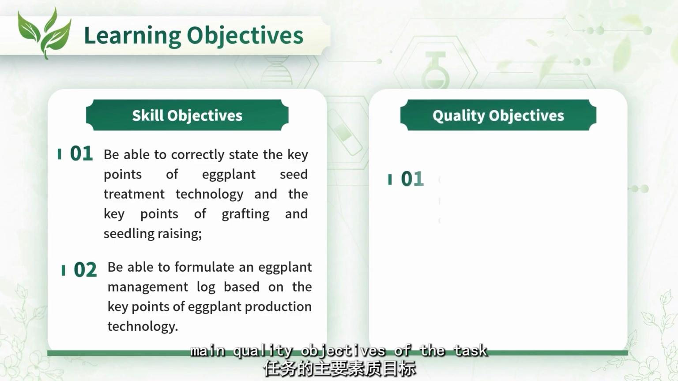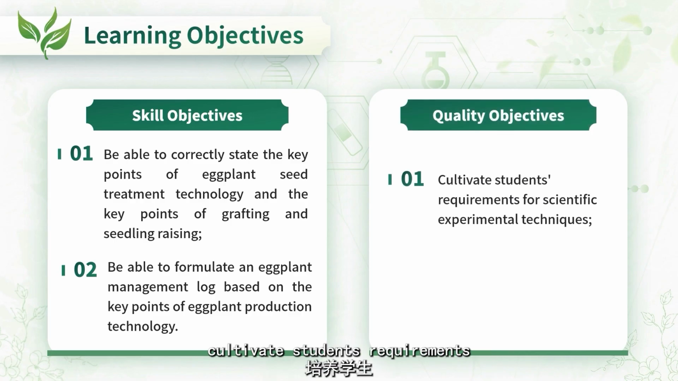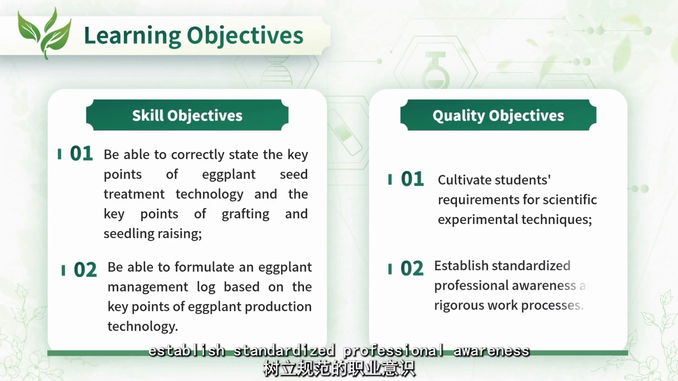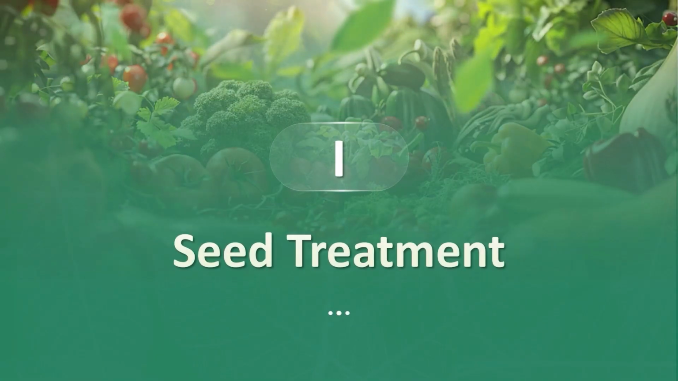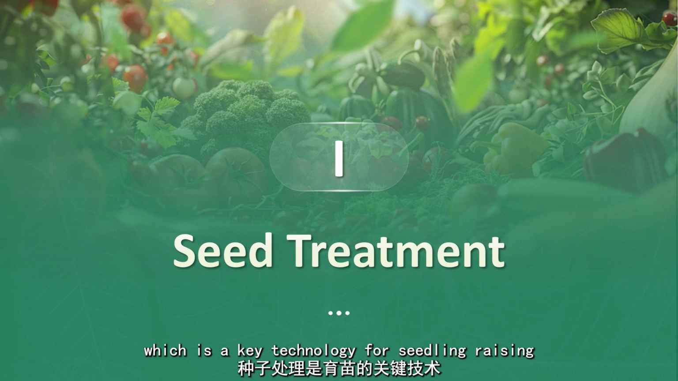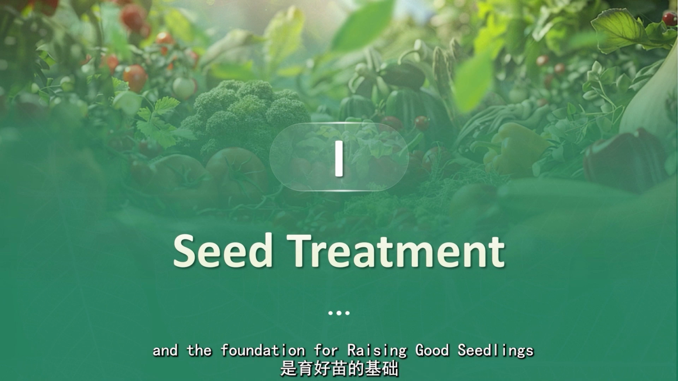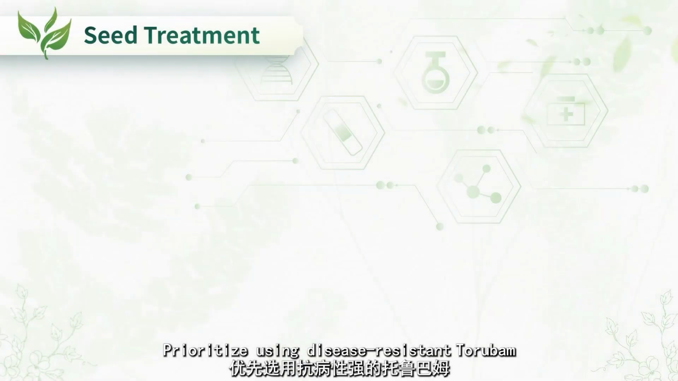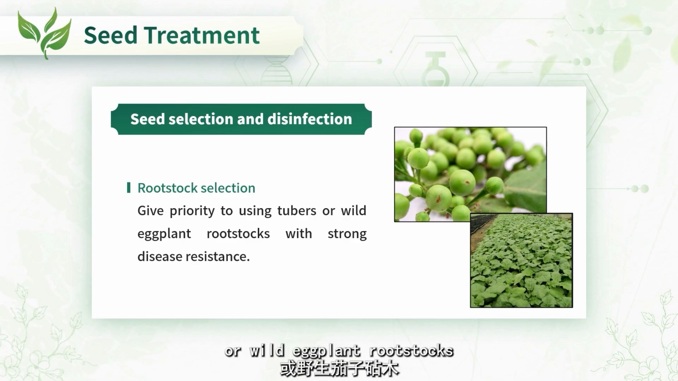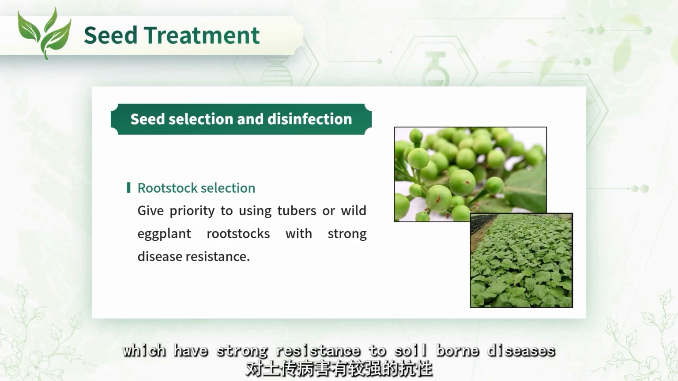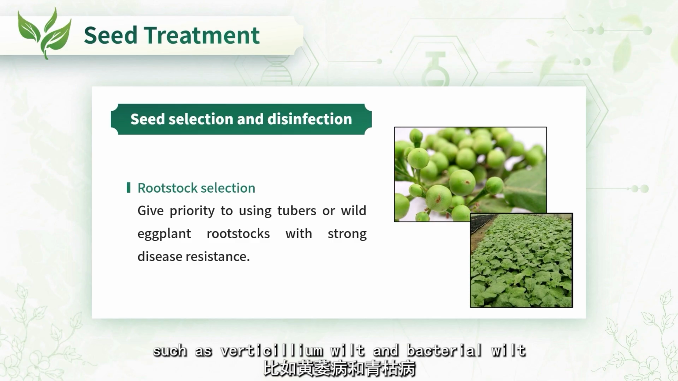Main quality objectives of the task: cultivate students' requirements for scientific experimental techniques, establish standardized professional awareness, and rigorous work processes. Now, let's first learn about seed treatment, which is a key technology for seedling raising and the foundation for raising good seedlings. Prioritize using disease-resistant torvum or wild eggplant rootstocks, which have strong resistance to soil-borne diseases such as verticillium wilt and bacterial wilt.